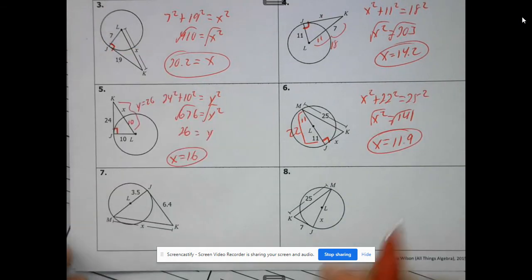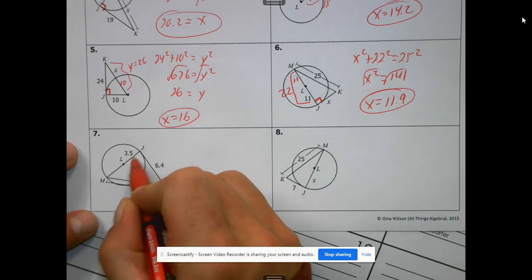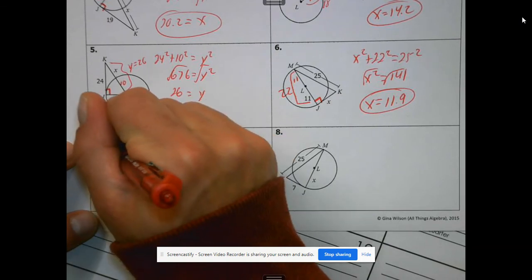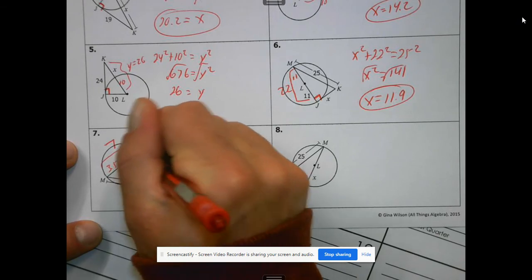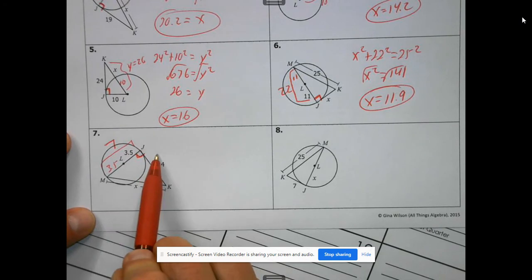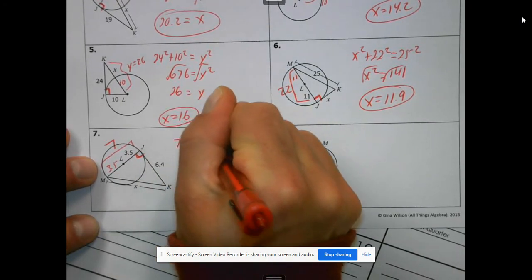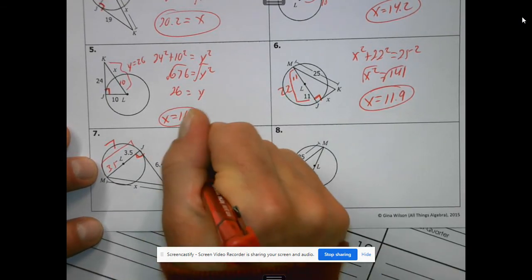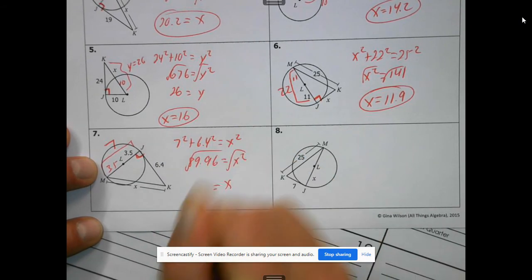Number 7. If this is 3.5, that's 3.5. So the entire side over there is 3.5 plus 3.5 is 7. Here's my 90 right there, angle J. All right. A squared plus B squared equals C squared. 7 squared plus 6.4 squared equals X squared. Left side adds up to 89.96. Square root that, 9.5.